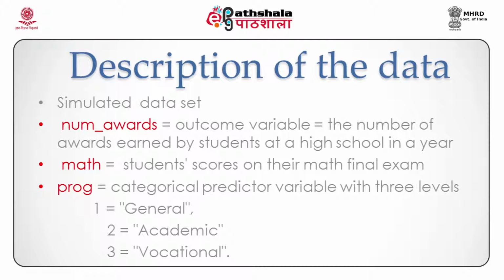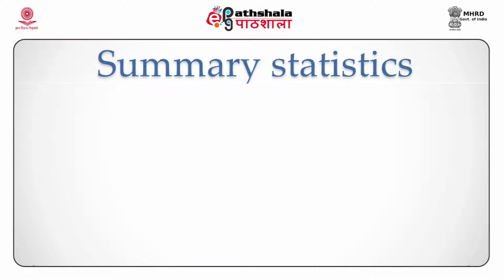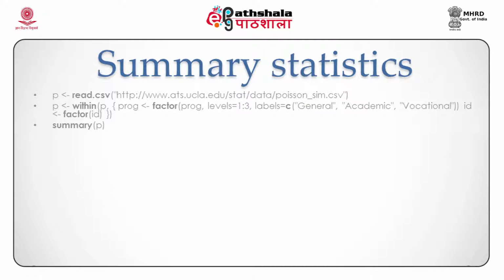We shall start by looking at the summary statistics for the data set. So here first we have used the read.csv command to directly read in the data from the website, and we have stored this in the R object P. Next we have used the syntax P. Within P, prog is a factor with levels equal to 1, 2, 3 and the labels equal to general, academic, vocational, and ID is a factor ID. This tells R that two of the variables are not to be regarded as continuous but as factor variables.